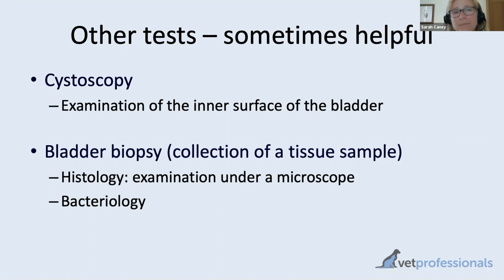so it can be useful to look inside there. And in some situations, it can be helpful to collect a sample of the bladder wall, so a biopsy for looking at under the microscope, and even potentially doing a bacterial culture on as well. So there are occasionally these sorts of tests that are helpful to do, but the bulk of cases are managed with the tests that I talked about earlier. So imaging and urine testing being the big ones that are often very, very helpful.